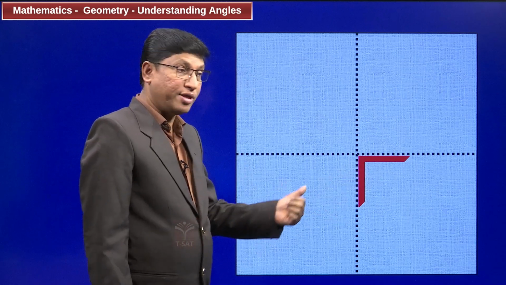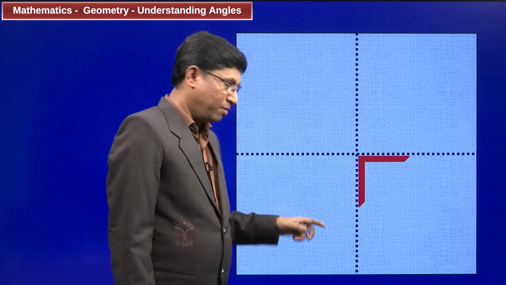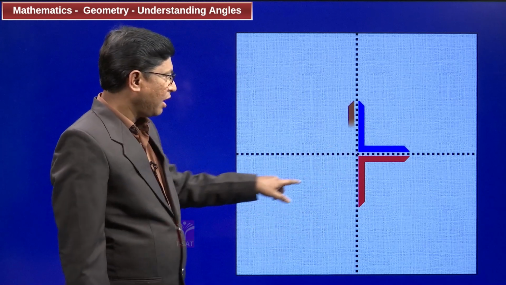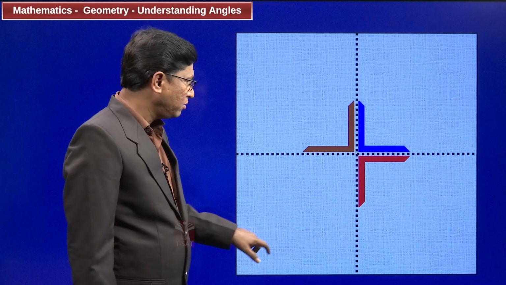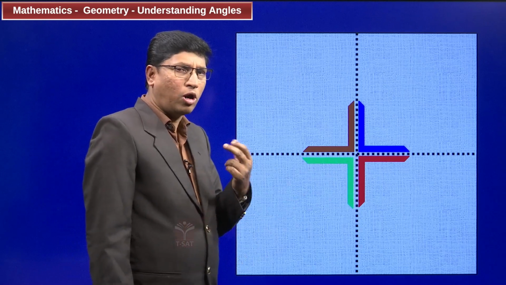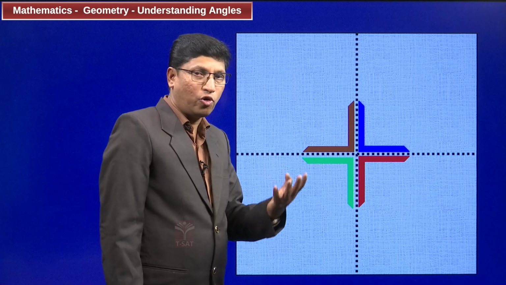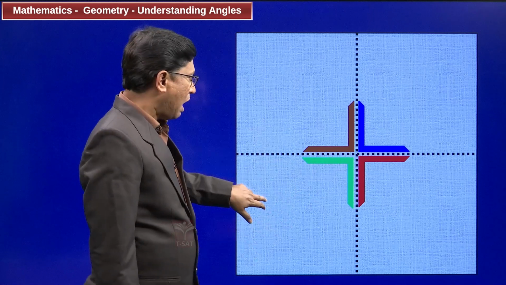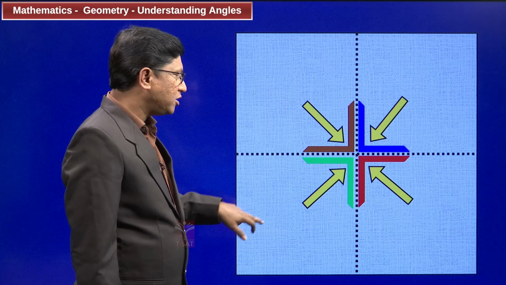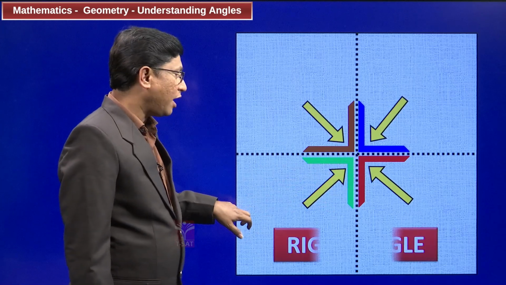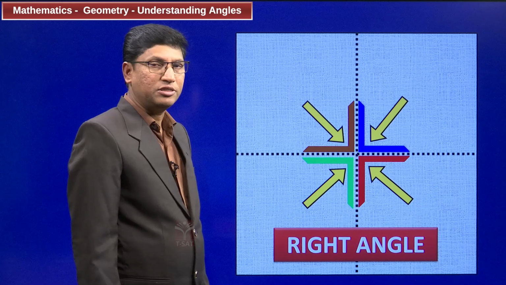But can you notice any other right angle also here? Let's see. So there is one more right angle, again another right angle, and here another right angle. So altogether we have 4 right angles formed at this point, the common point. Now these angles which are formed at this corner, right, they are called right angles.